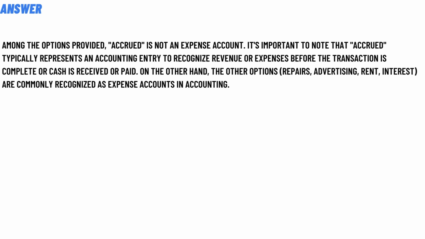It's important to note that an accrual typically represents an accounting entry to recognize revenue or expenses before the transaction is complete or cash is received or paid. On the other hand, the other options, repairs, advertising, rent, and interest, are commonly recognized as expense accounts in accounting. So that is the answer to the question.